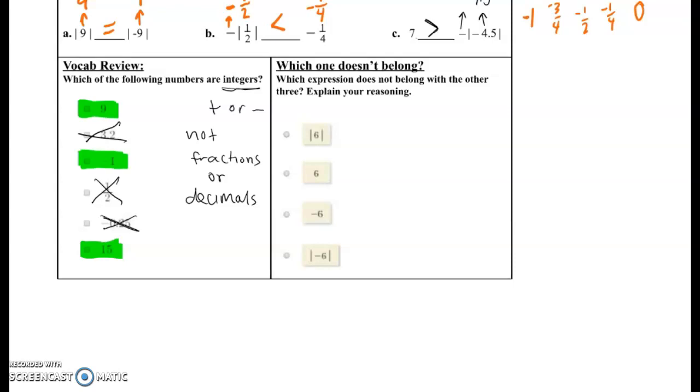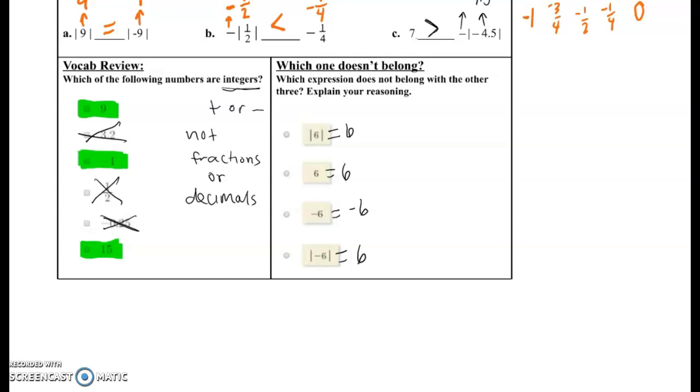Last we have which one does not belong. So let's find the answer to all of these. So the absolute value of 6 is just +6. +6 obviously just equals 6. -6 is -6, but the absolute value of -6 is +6 because we always take the positive of what's on the inside of those bars.